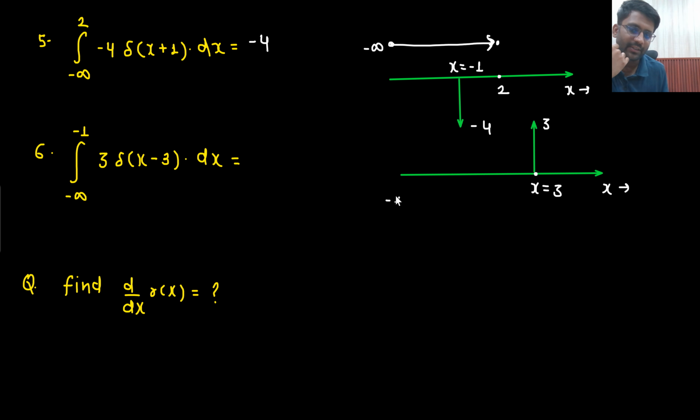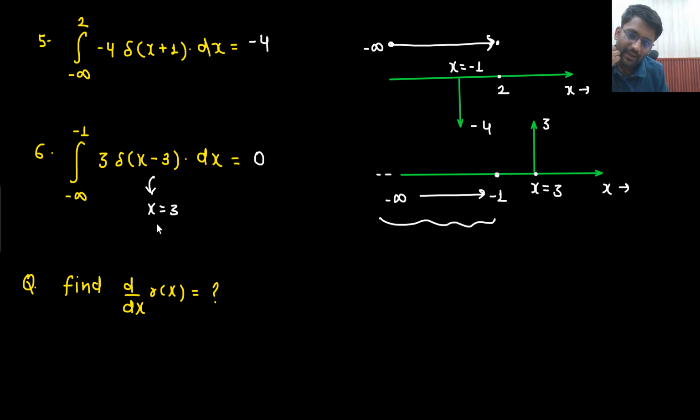You need to integrate from x equals to minus infinity to minus 1. In this much area you need to integrate. Is the impulse coming into action? No, impulse is not even coming into action. Answer is 0. Why the answer is 0? Because you are integrating from minus infinity to minus 1 only, no? The impulse is coming into action at x equals to 3, and it is not even there in this limit.